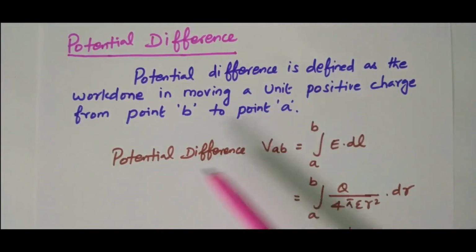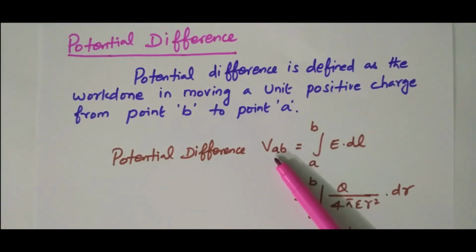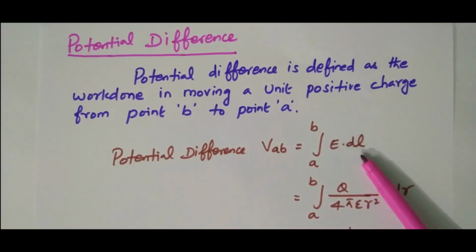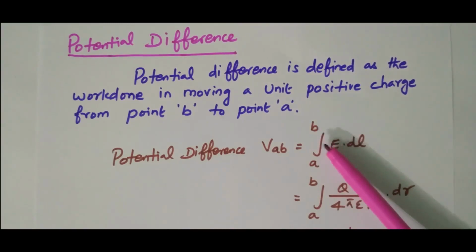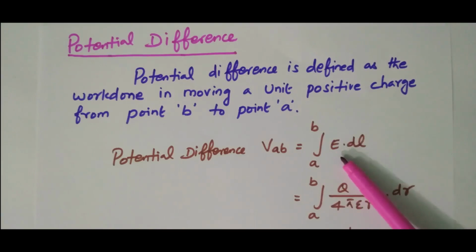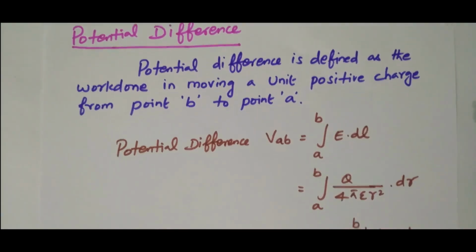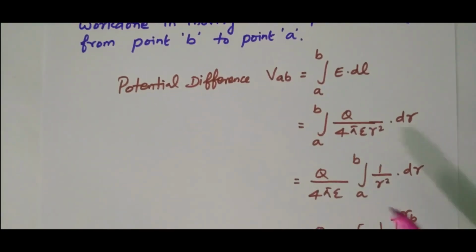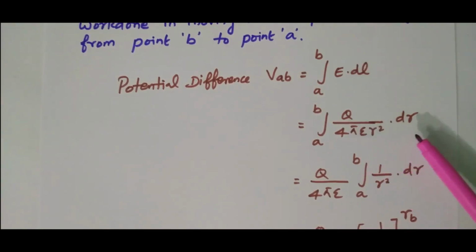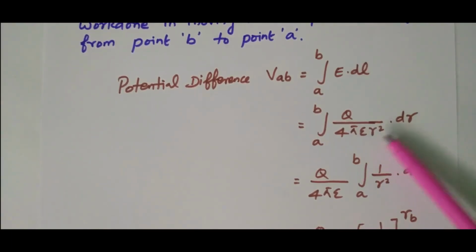So the potential difference VAB, the potential difference between A and B, equals integral a to b E dot dl. Normally for B to A a negative sign would be there, but that is replaced by exchanging the limits, a to b E dot dl. So directly we get this expression. Now replace E as q divided by 4 pi epsilon r square, into dr.